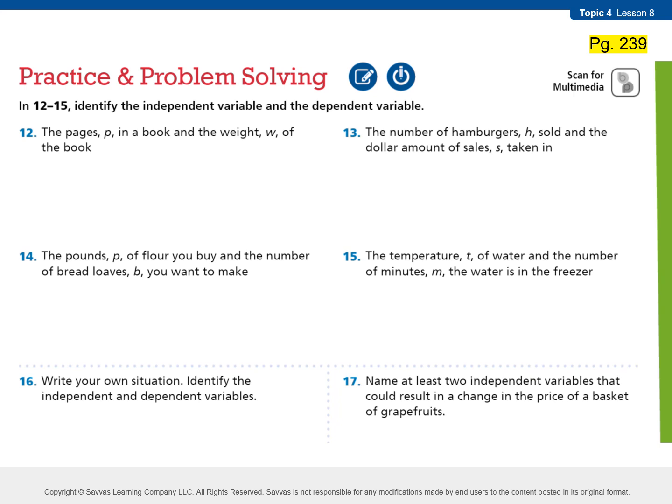All right, looking at page 239, you're currently at the practice and problem solving. I need you to do the same thing that we just did. So on numbers 12 through 15, read the scenario and see if you can determine which one is the dependent variable and which one is the independent variable. Remember, the dependent is going to have a change to it. It will change depending on the other variable. So go ahead and pause the video for the students to complete numbers 12 through 15. Give them about 2 to 3 minutes, and then we can go over the answers.